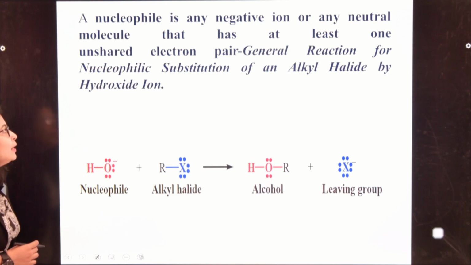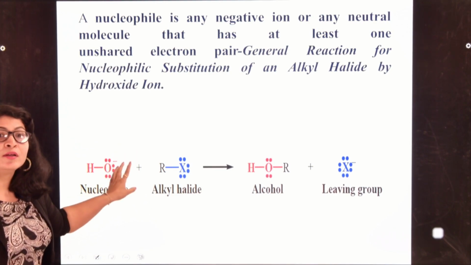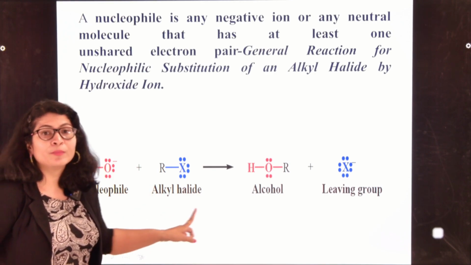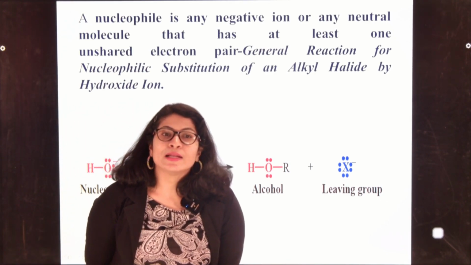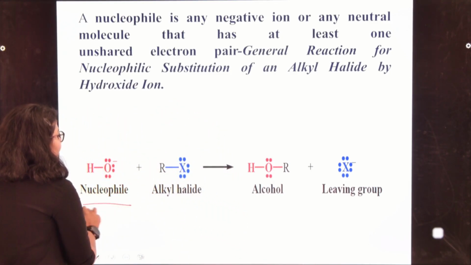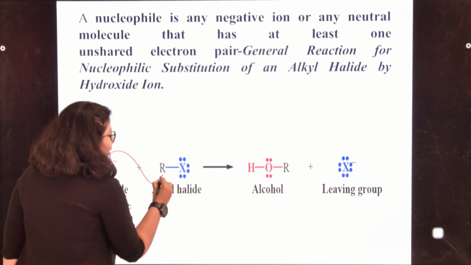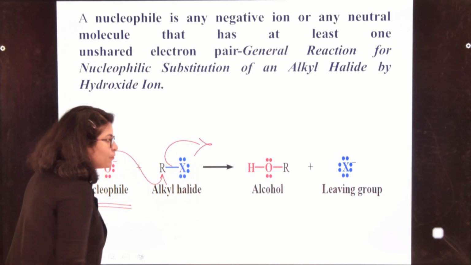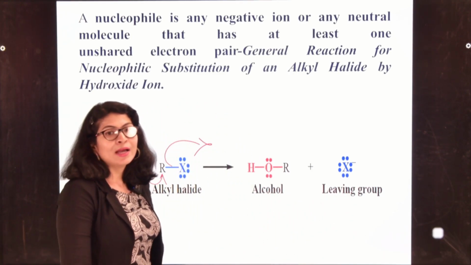Now, a nucleophile is any negative ion or any neutral molecule that has at least one unshared electron pair, a lone pair. The general reaction for nucleophilic substitution with an alkyl halide by a hydroxide ion is shown here. This is the nucleophile, which is a hydroxide ion. It basically attacks this alkyl group. This X minus leaves, we get an alcohol and a leaving group. The leaving group is our halide ion.